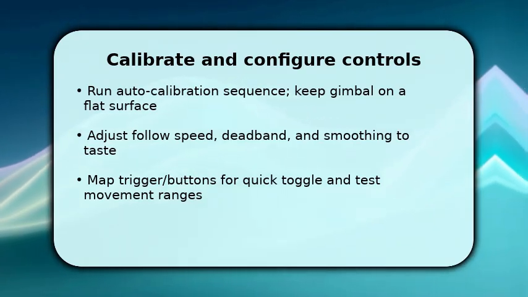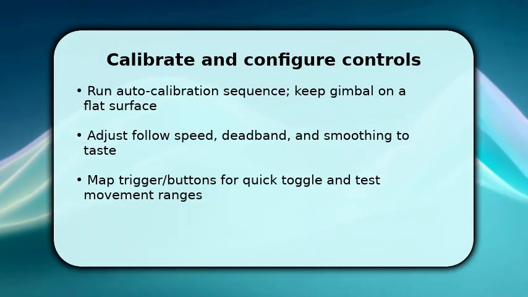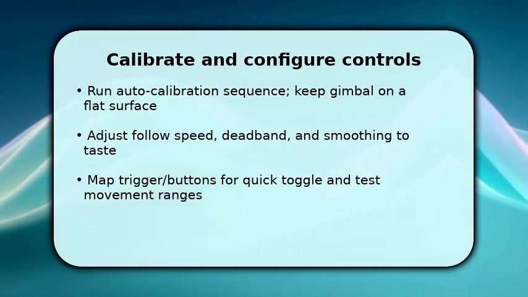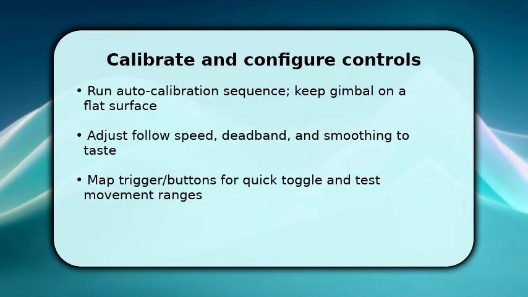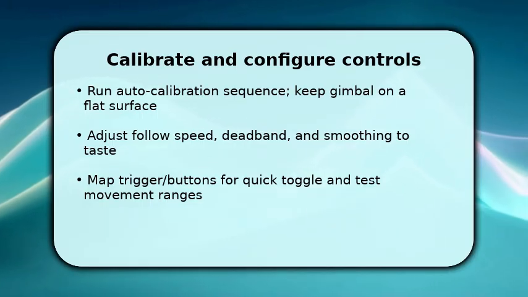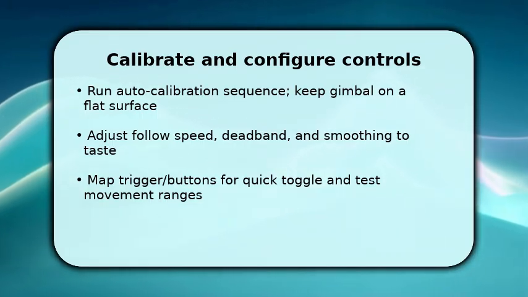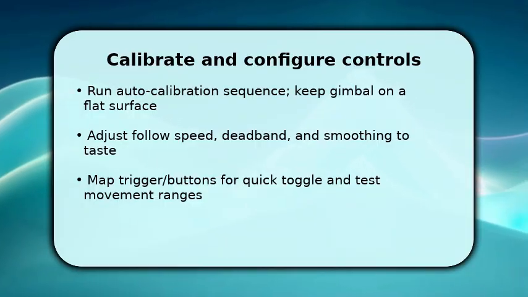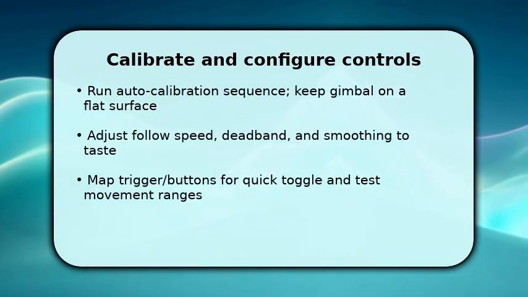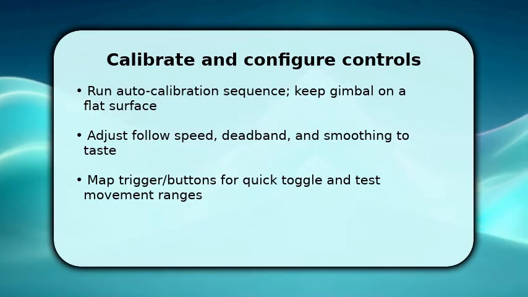After calibration, tweak follow speed and deadband. Lower deadband tightens response while higher smoothing reduces jitter. Make incremental changes and test short pans to see the effect. This is why you adjust slowly. Finally, assign buttons for quick on/off or mode switching and perform a timed test shot to verify the config.